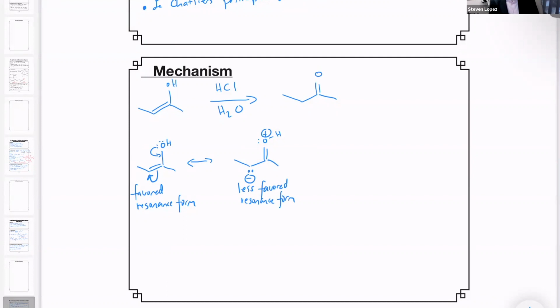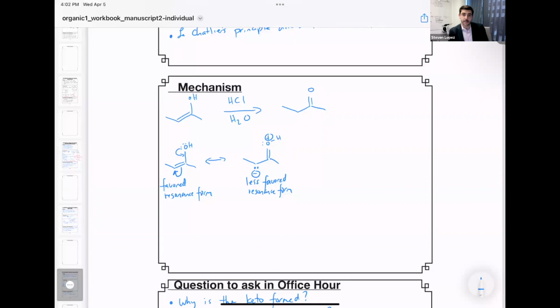But even though this one on the right is less favored, it does give us a hint about the reactivity. The negative charge on that carbon tells us that carbon is relatively nucleophilic, and it's that indication that helps us through the mechanism for this reaction.